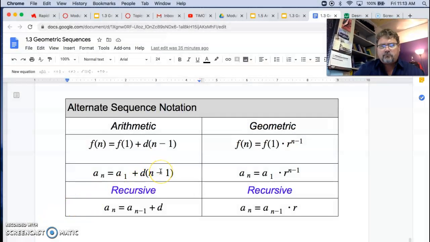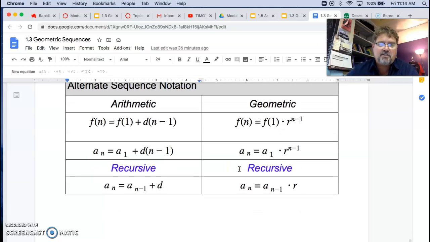Okay, so we get down to the nitty gritty here. Let's just make sure we understand our current notation is using the function notation. And remember, f of 1, and then we're talking arithmetic here. F of 1 is your first term. This is your common difference, and so on and so forth. And over here, geometric, same thing. F of 1 is your first term, and your common ratio is r.